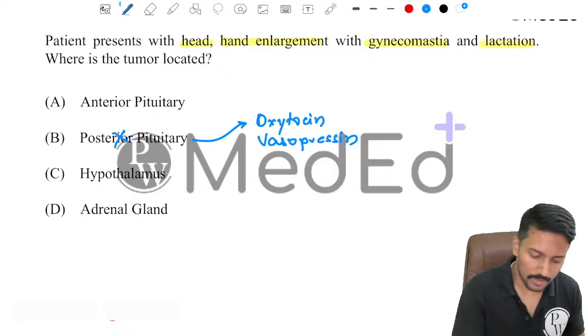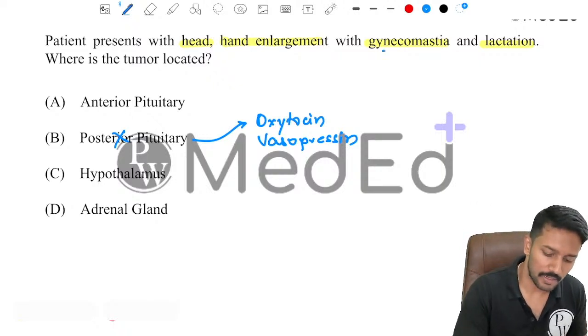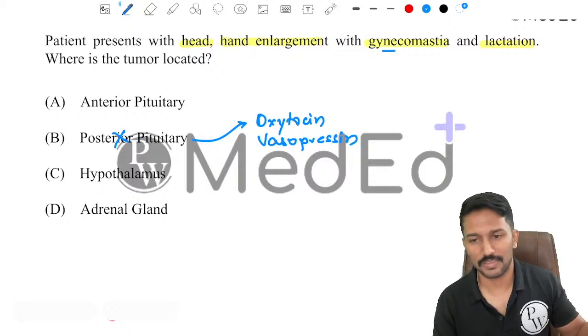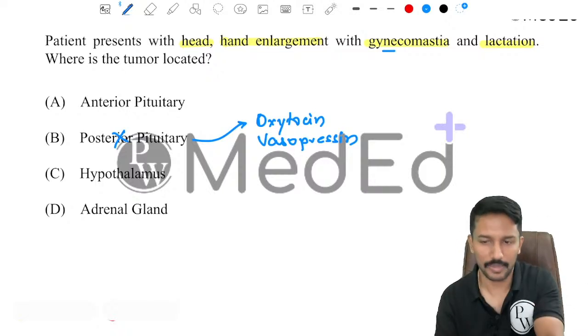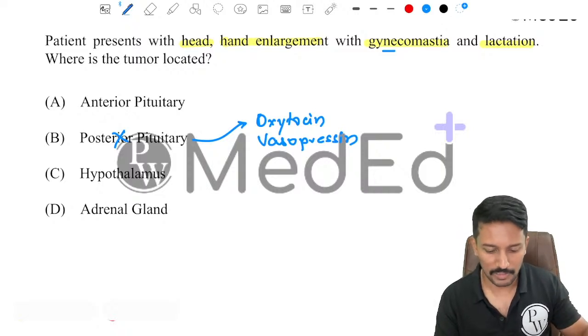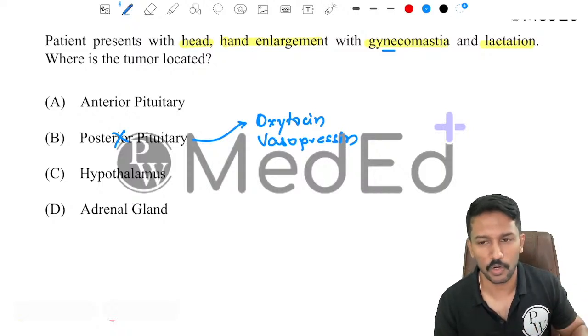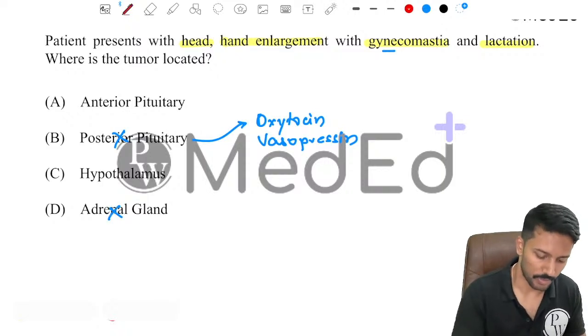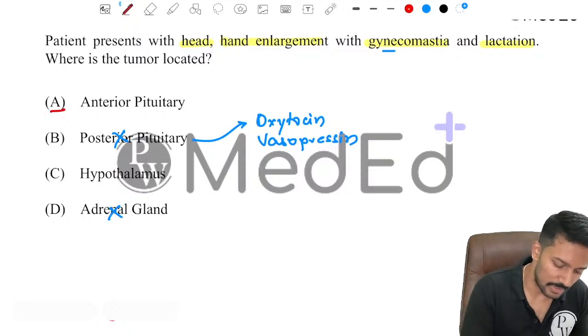Okay. Adrenal gland pathologies can explain gynecomastia, because excess production of adrenal androgens, then they are getting converted to estrogen and that causing gynecomastia, explainable. But other symptoms cannot be explained with adrenal gland disorder. So that is ruled out. Okay, now we have to choose between anterior pituitary and hypothalamus.